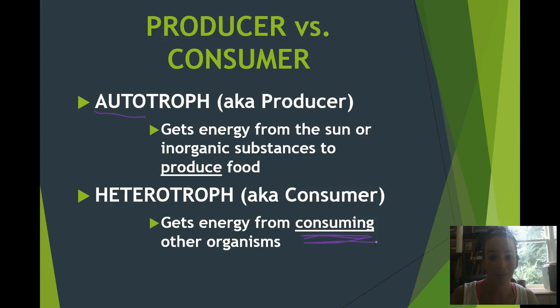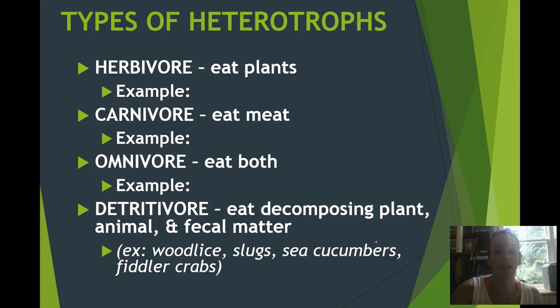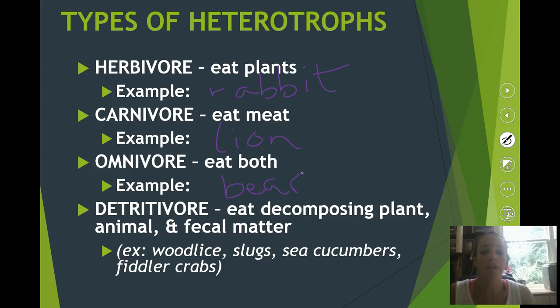Types of heterotrophs. So an herbivore is something that eats plants, such as a rabbit. A carnivore eats meat, so this would be a lion. An omnivore eats both. Bears are great examples of omnivores. And detritivores, so these eat decomposing plant, animal, and fecal matter. So woodlice, slugs, sea cucumbers, fiddler crabs, even vultures. And those are different from decomposers.